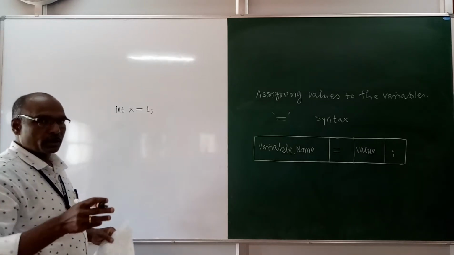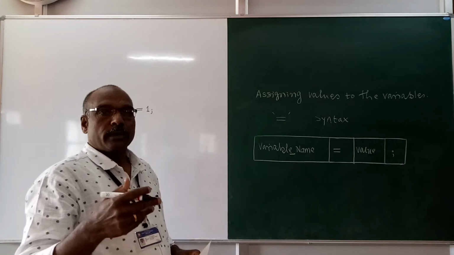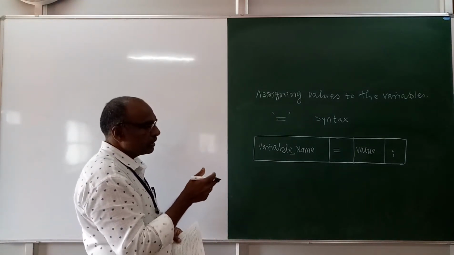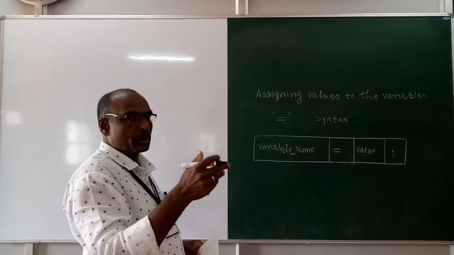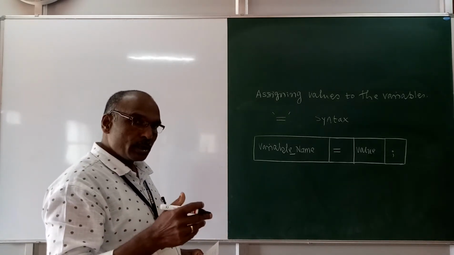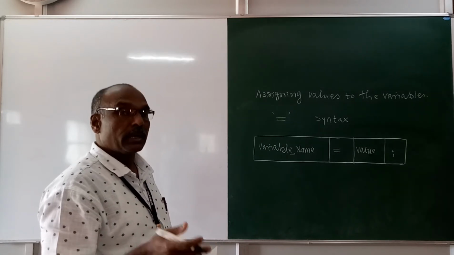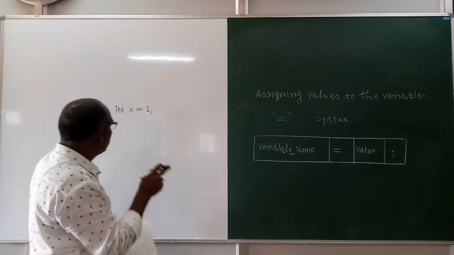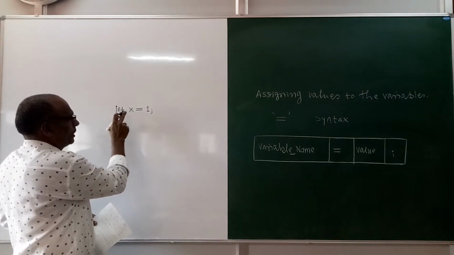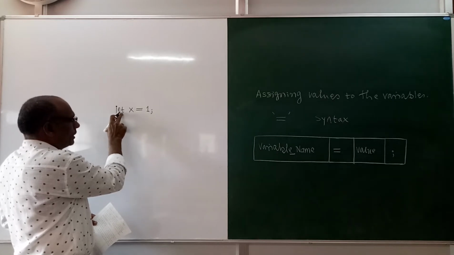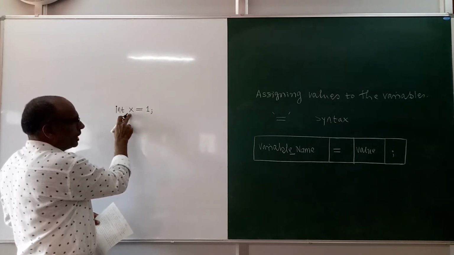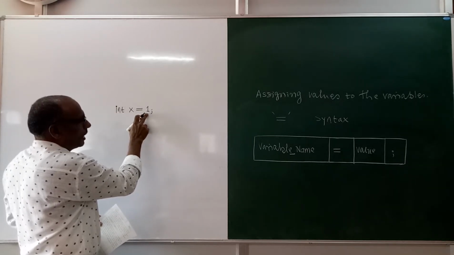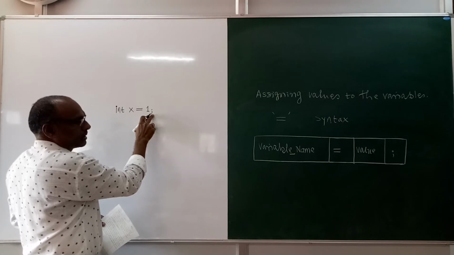As I mentioned, there are two methods of assigning value to the variable. In the first method, we assign the value to the variable in the declaration part, and that is known as initialization. In initialization, we write the data type. We'll discuss it very soon. And then the variable name, x, equal sign, that is an operator, and the value with semicolon.